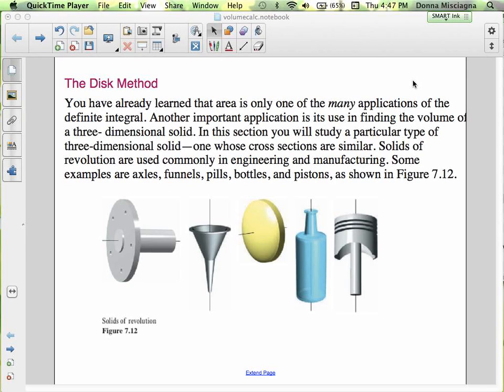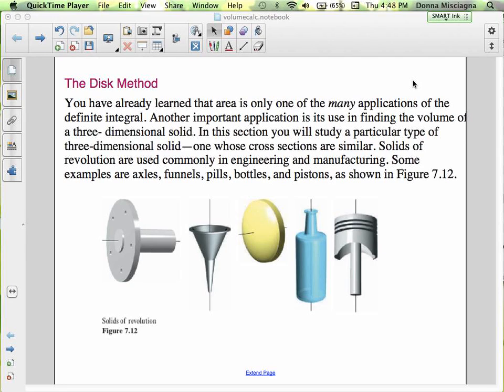Welcome to Volume: the Disk Method. You've already learned that area is only one of the many applications of the definite integral. Another important application is its use in finding the volume of a three-dimensional solid. In this section, you will study a particular type of three-dimensional solid, one whose cross-sections are similar.